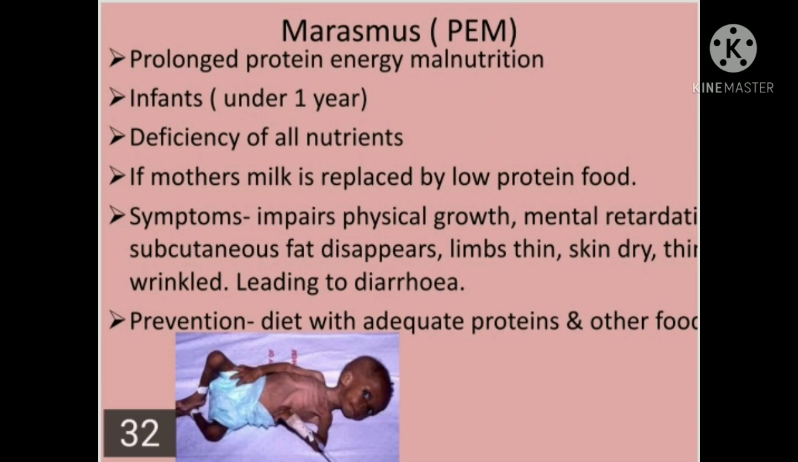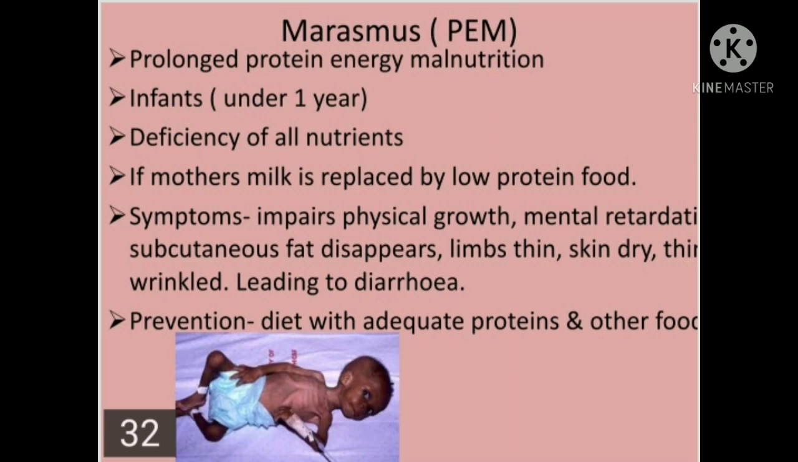in the child, or the lack of protein or the deficiency of protein is seen in the child for a very long period of time, and therefore this disease is called as what? Marasmus, prolonged protein energy malnutrition. The word malnutrition means lack of nutrition. Okay, so the first point is it's a prolonged protein energy malnutrition.